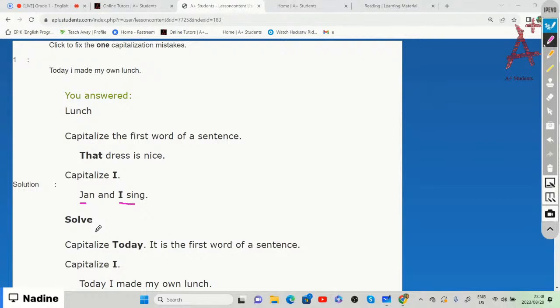That is when the pronoun I is standing on its own, not the I in the middle of a word. Only the I, for example, in the context of "Jan and I sing." But we don't capitalize the i, for example, in "nice." That needs to stay in small letters.